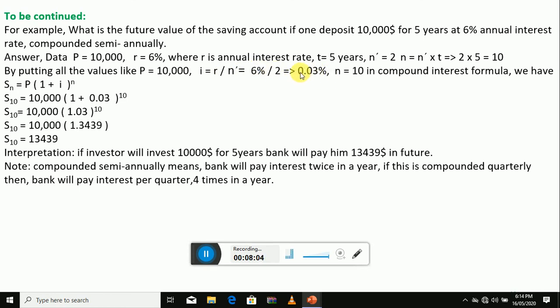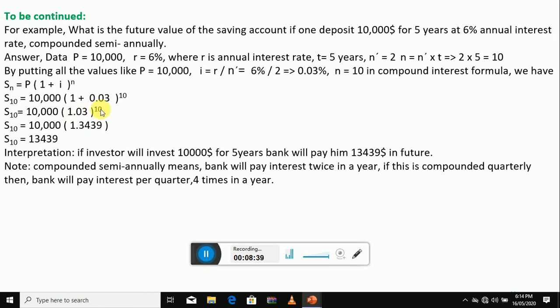This is semi-annual interest, and the total number of compounding periods is 10. We will put all these values in the compound amount formula: Sn is equal to P into (1 plus i) raised to the power n. N is 10, so S10 is equal to the principal investment $10,000, times 1 plus the interest per 6 months, 0.03, raised to the power 10.